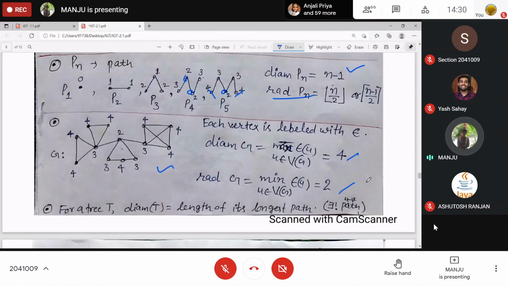Okay. And for any tree, because every two vertices of a tree have a unique path between them, you can find the longest path, and that will give you the longest distance. Because we have exactly one path, the longest path you can find will give you the diameter.